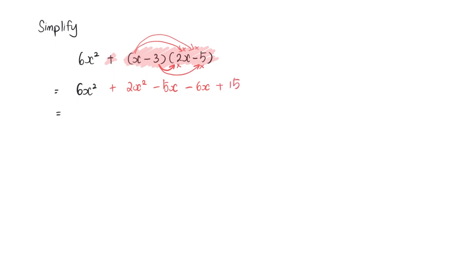And from here, I will then start to simplify the like terms, meaning 6x squared plus 2x squared, total there will be 8x squared. Negative 5x and negative 6x, I will have negative 11x, and not forgetting the positive 15. And that will be the answer for this question.